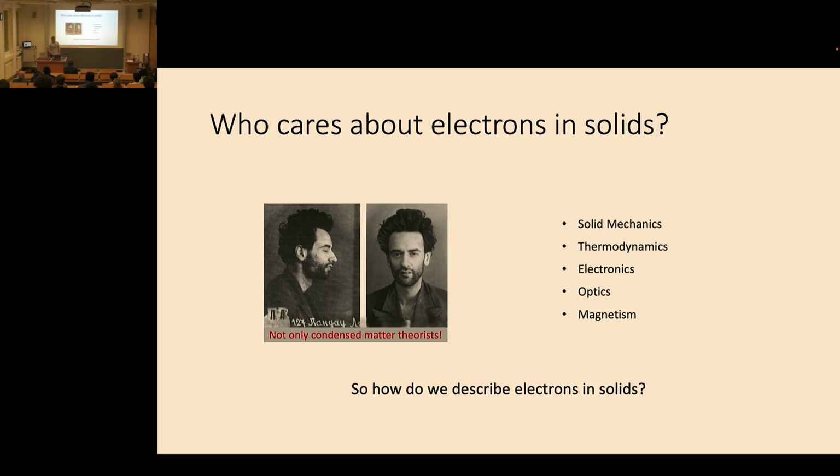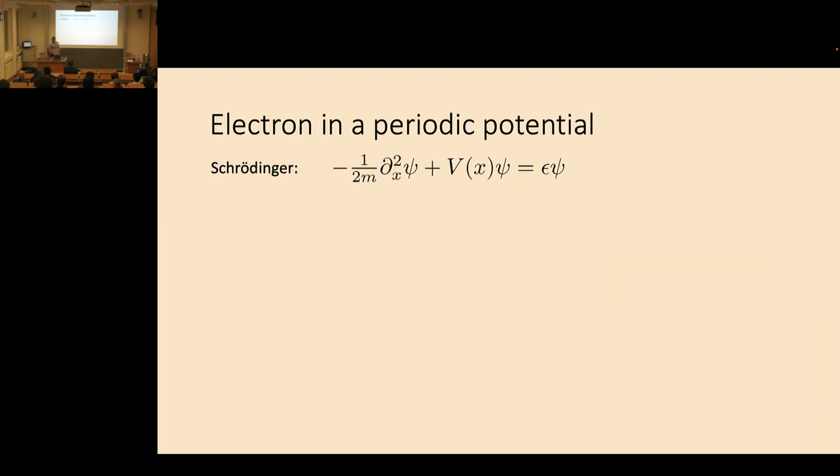So, if electrons are so cool, then how do we describe them? They're quantum particles, so of course we're going to use the Schrödinger equation, where this psi is the electron wave function, and this V is the potential. For example, if we have a free electron where the potential is 0, our solution for the wave function is going to be a plane wave.